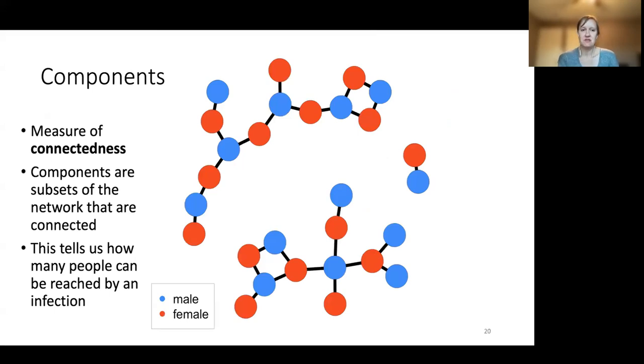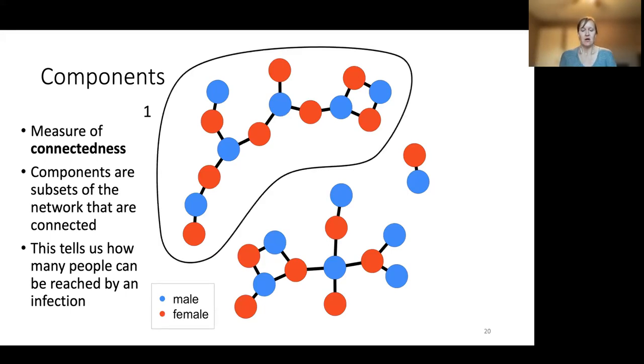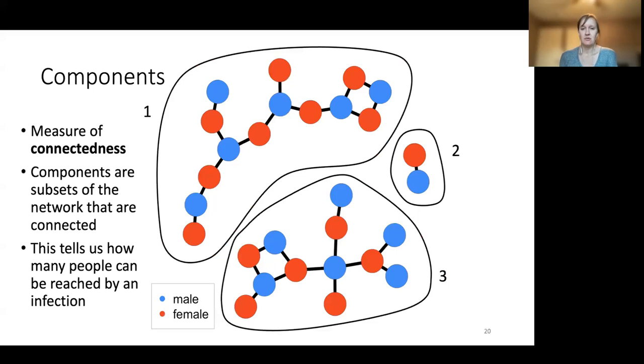The next concept is components. These are measures of connectedness. Components are subsets of the network that are all connected, and they tell us how many people can be reached, for instance, in infectious disease epidemiology, by an infection. So we have one, two, three components in this little dummy network.